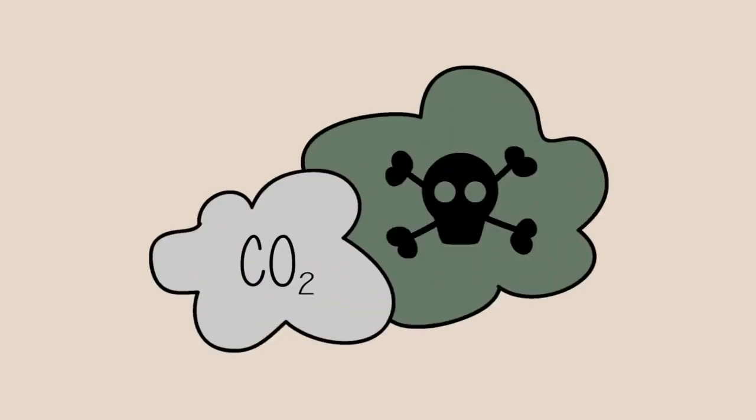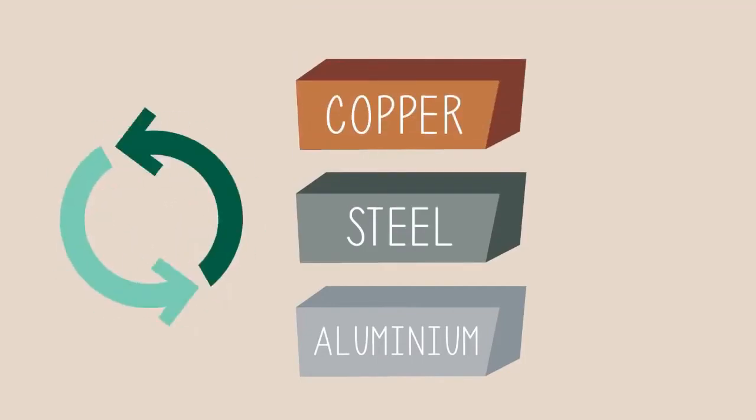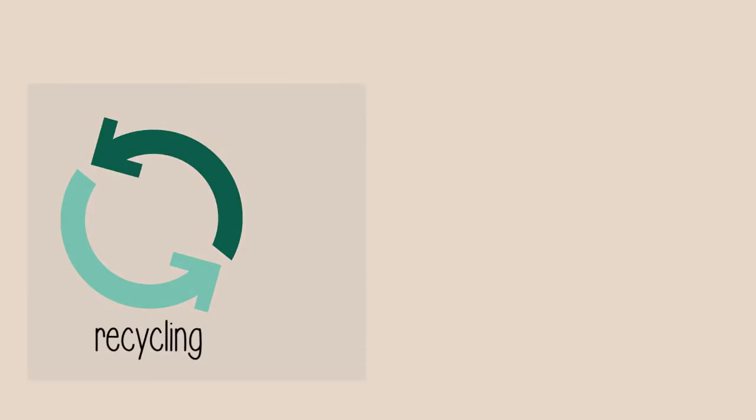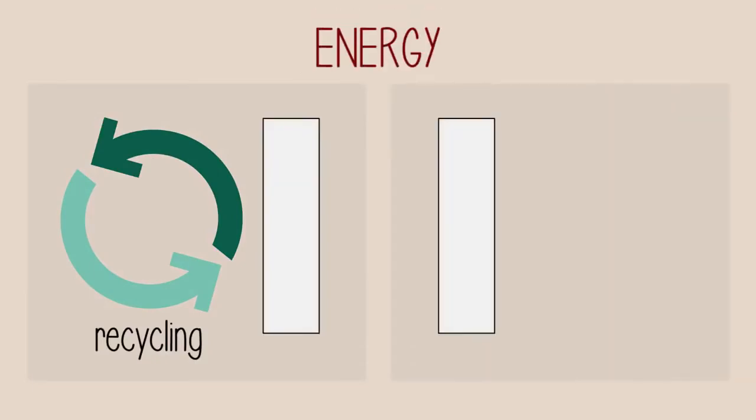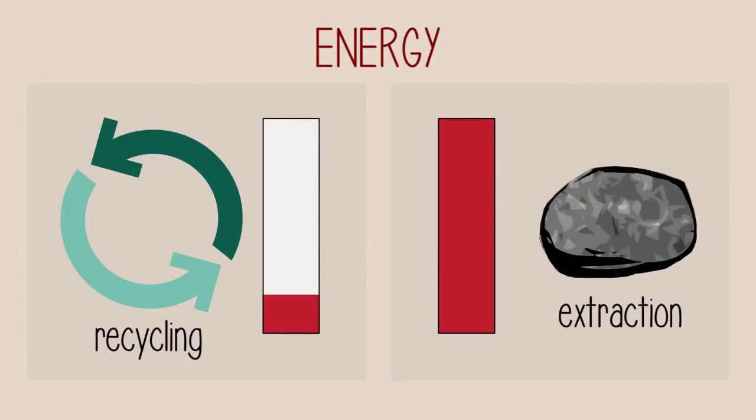noxious gas emissions. In summary, aluminum, steel, and copper are the most commonly recycled metals, and the recycling process usually uses significantly less energy than extraction from their ores.